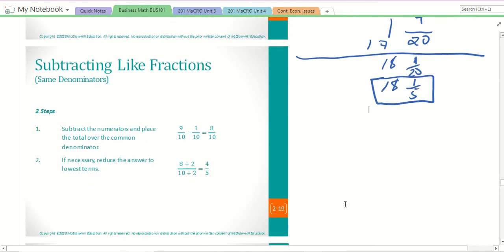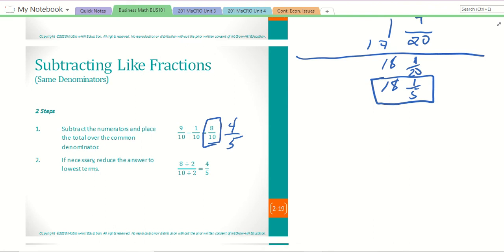All right, subtracting like fractions. Again, everybody's happy because the denominators are the same. So 9 minus 1 is 8/10. All right, if necessary, you can reduce this, right? Because you can reduce this down, which would be 2 goes in there 4 times and 2 goes in there 5 times. Or you can reduce it that way, which is basically the easiest, I guess.